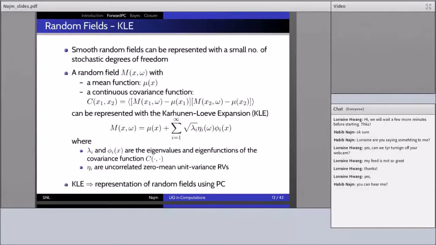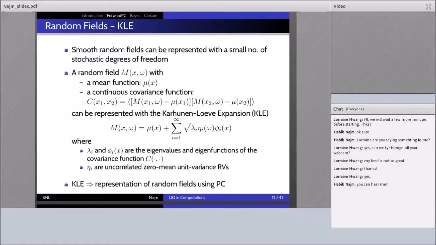And specifically, there's this representation that's very much based on singular value decomposition ideas and principal component analysis, except this constructs a full random field representation. It's called the Karhunen-Loeve expansion. Without going into detail, it basically relies on knowing the covariance function of the random field and its mean function, and then the eigenvalues and eigenfunctions of the covariance, as well as a set of random variables that are shown here, together constitute a representation using what's called the Karhunen-Loeve expansion.